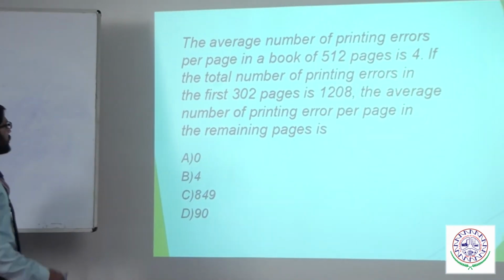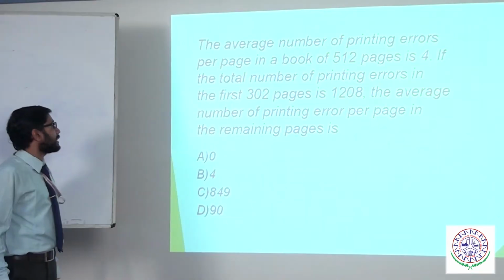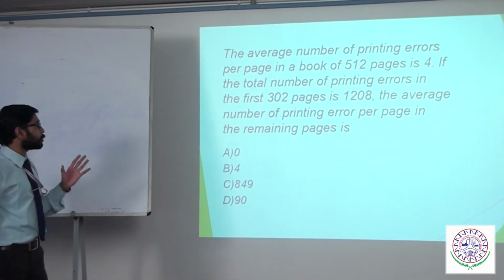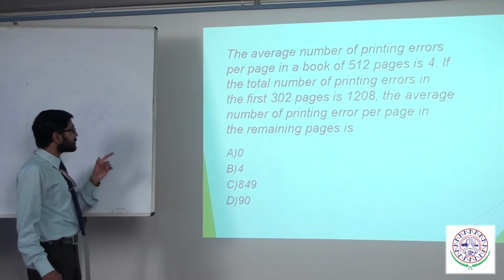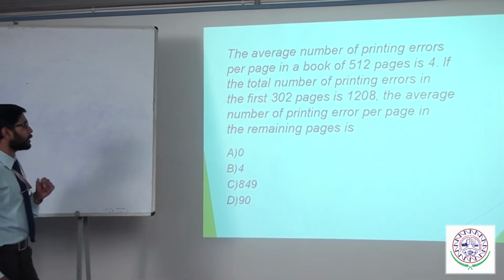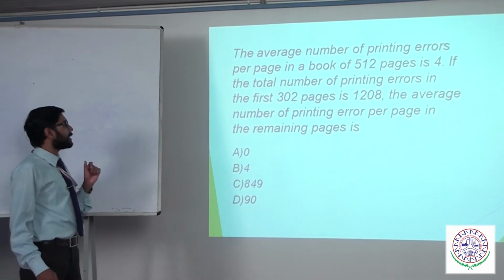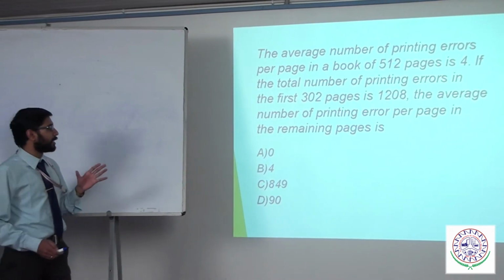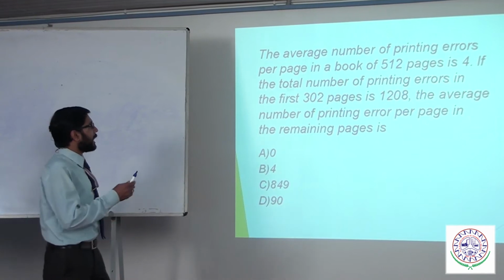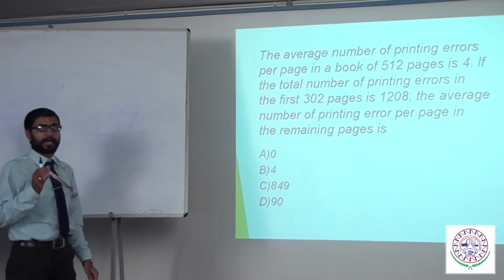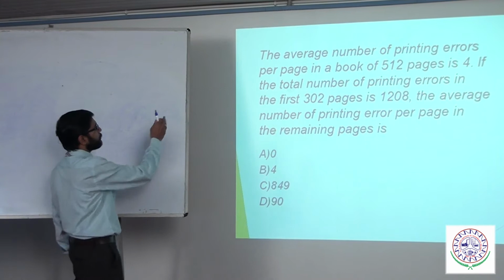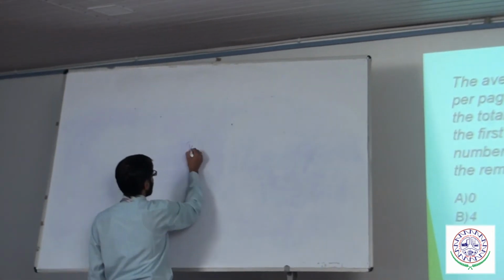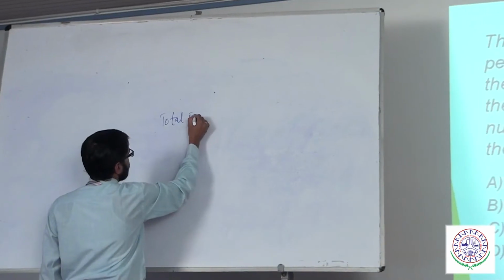The first question says the average number of printing errors per page in a book of 512 pages is 4. If the total number of printing errors in the first 302 pages is 1208, the average number of printing errors per page in the remaining pages is? So we need to calculate the average in the remaining pages. As we know, if you want to find the total errors, it will always be the number of pages into the average. So I will call it total errors.